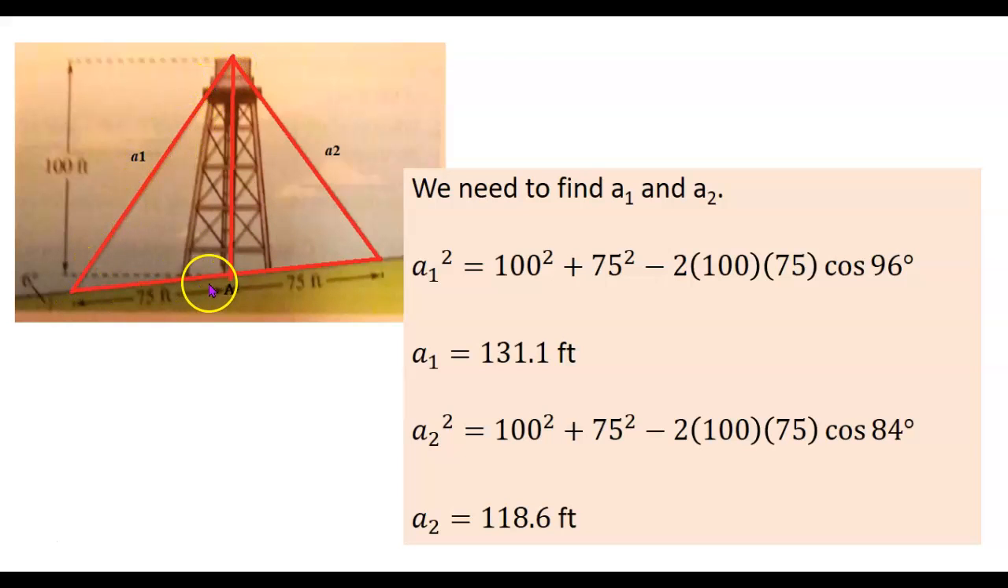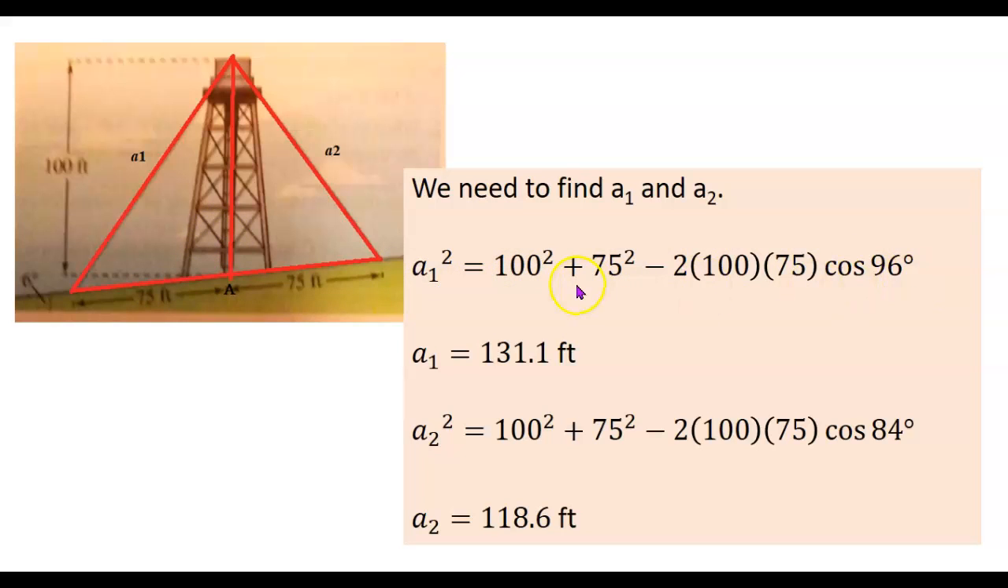So for the triangle on the left, this angle that is between the 2 sides that we know, like if this is angle A, then the sides are B and C. And the angle between those 2 sides is a 96-degree angle. It's 90 degrees plus 6 more for the downhillness. So by the law of cosines, A1 squared equals 100 squared plus 75 squared minus 2 times 100 times 75 times the cosine of the angle between the 100 and 75-foot sides.